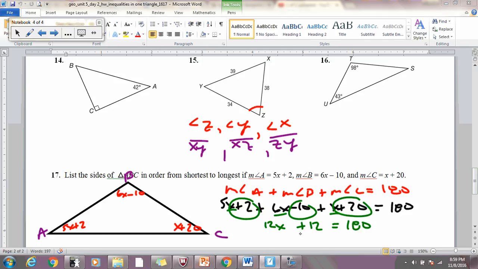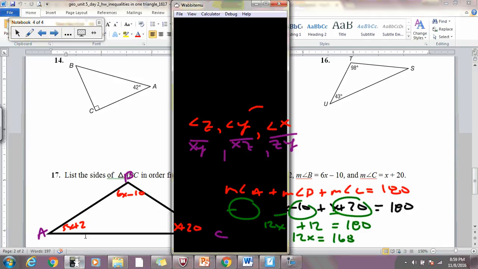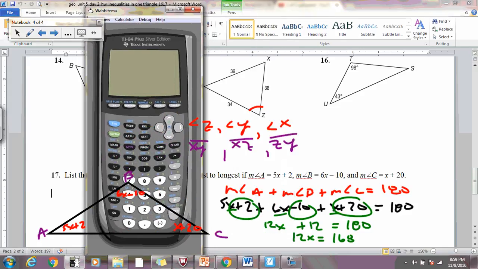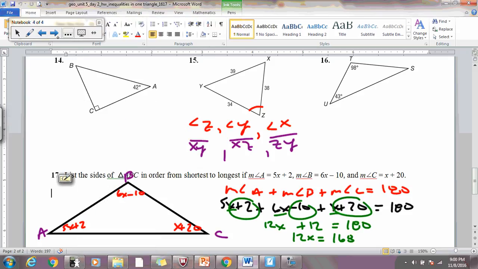So subtract 12 from both sides, you would have 12x equals 168. And now we divide both sides by 12. Handy dandy calculator says 168 divided by 12 is 14. So x equals 14.